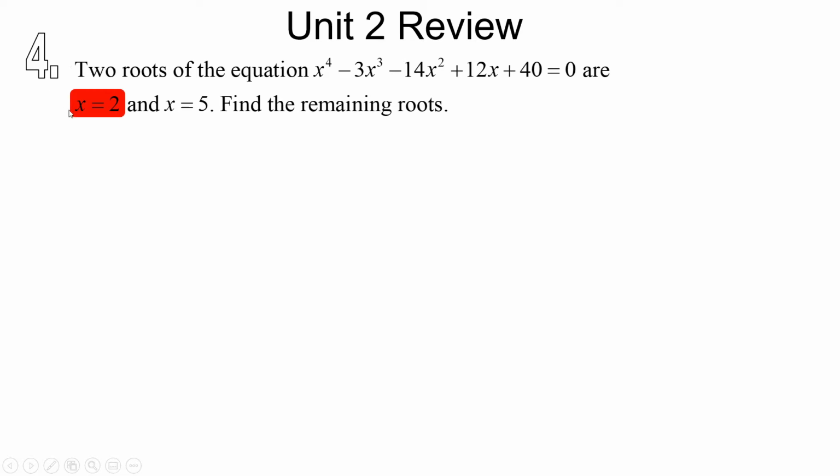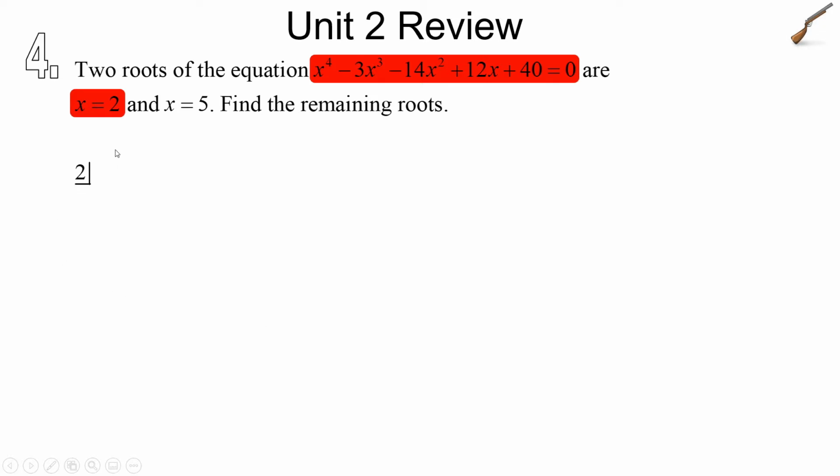All right, so the first root they gave me is a 2, so I'm going to do synthetic substitution with a 2 in the box. And then I'm going to write my coefficients of my polynomial equation up here. All right, and I'm going to use the shotgun method. So the quartic coefficient is a 1. The cubic coefficient is a -3. The quadratic is a -14. The linear is a 12. And the constant is 40. Okay, shotgun method. Let's bring down the 1.